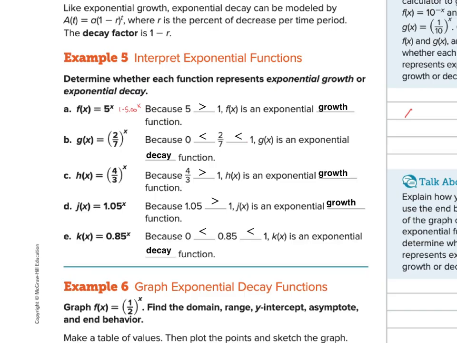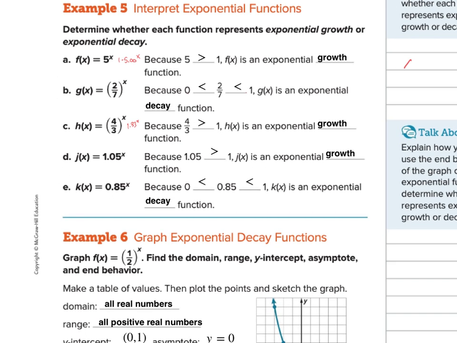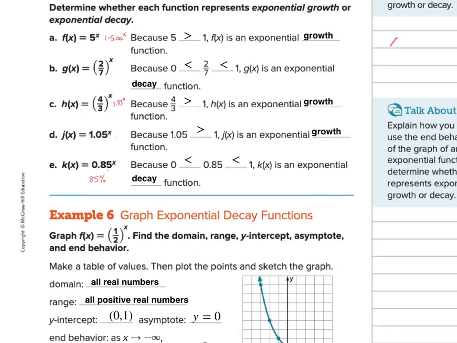This is actually 1.33 to the x power, so that is growth because it is greater than 1. This is greater than 1, so it is going to be growth also, and this is less than 1 because 0.85 is basically 85% of something, which is often a good way of saying that when I buy a car and drive it away from the dealer, it loses 15% of its value right there.